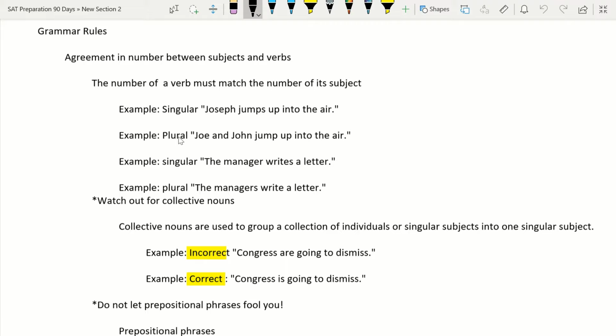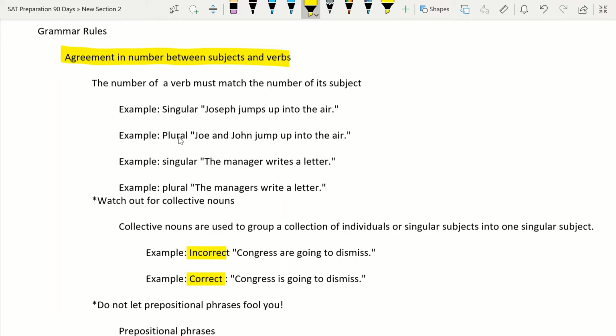So grammar rules. We're going to go ahead and start with agreement and number between subjects and verbs. So what does this mean? Well, the number of a verb has to match the number of its subject.